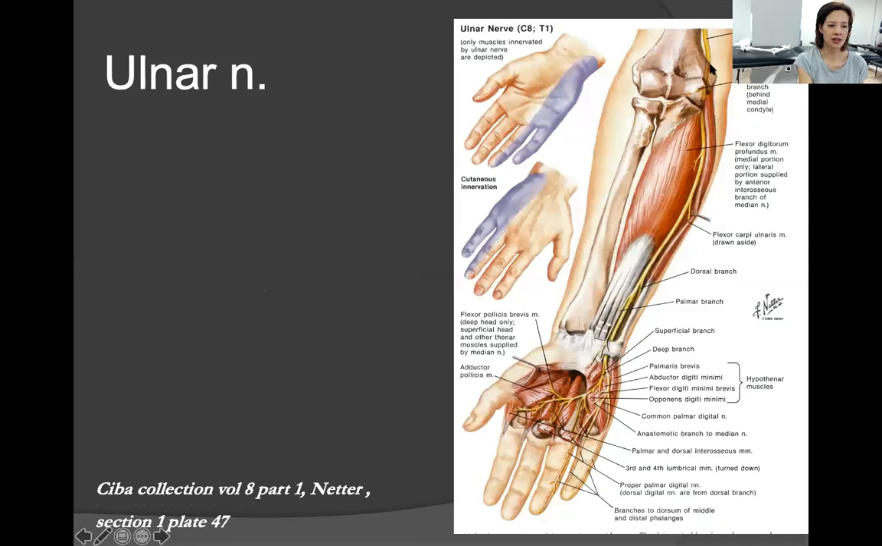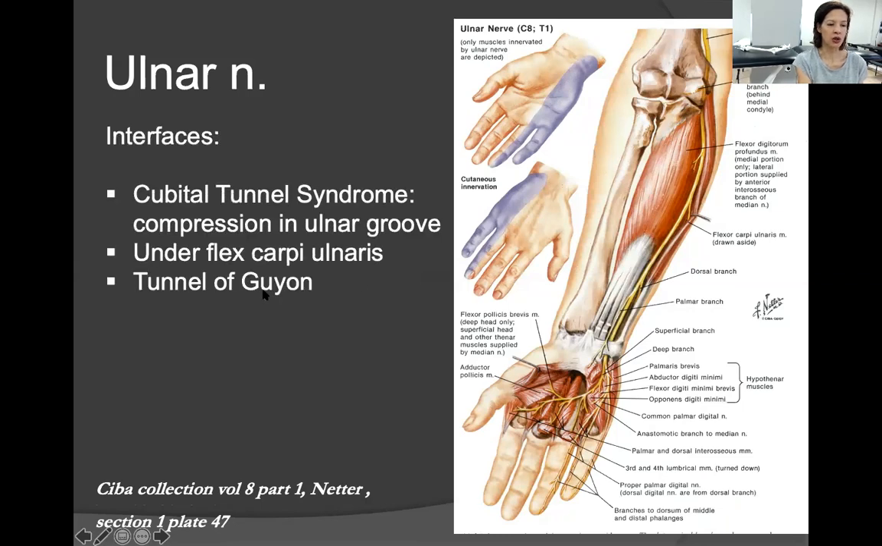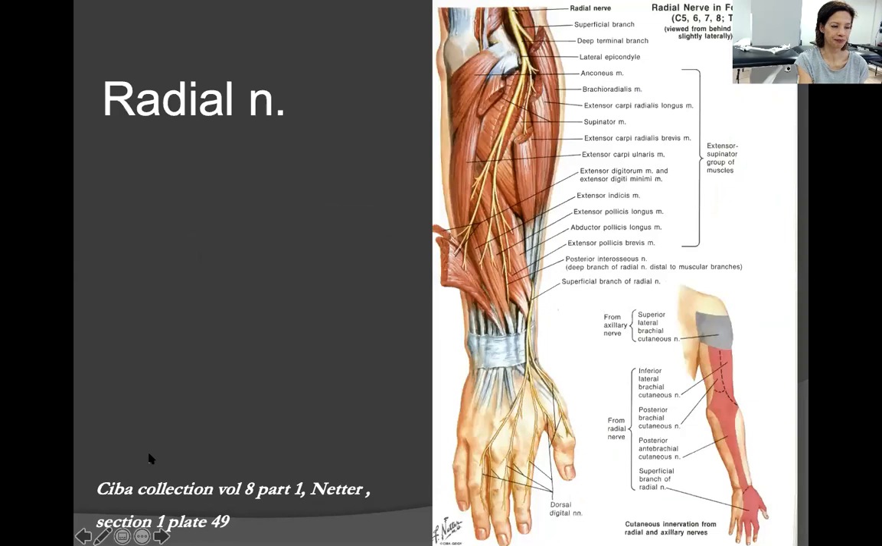The ulnar nerve goes behind the medial epicondyle, and then it's going to go underneath your flexor carpi ulnaris, and it supplies the medial side of the hand, or the ulnar side of the hand, anterior and posterior: the little finger and half of the fourth finger. So you can get cubital tunnel syndrome, compression in the ulnar groove and under the flexor carpi ulnaris. And then don't forget we have the tunnel de Guyon, or Guyon's tunnel, between the pisiform and the hook of the hamate.